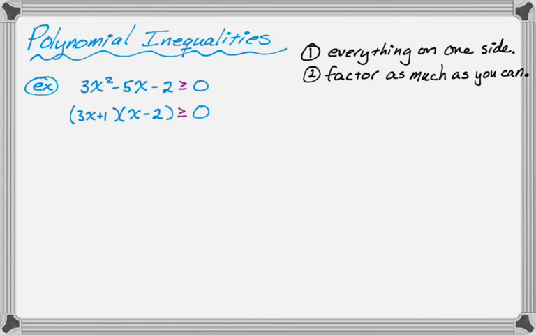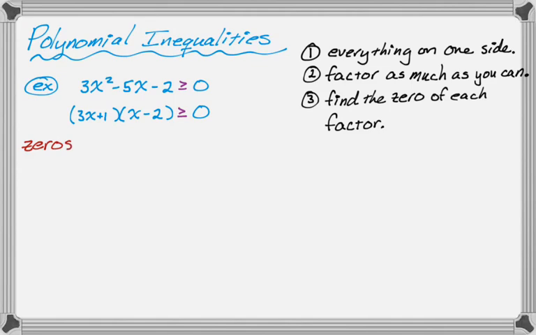The next thing we want to do is find the 0 for each of the factors that we just found. We're going to do that just by inspection. If 3x plus 1 is equal to 0, then x would have to be negative 1/3. And if x minus 2 is equal to 0, then x is equal to 2. Okay, so we've got the zeros.